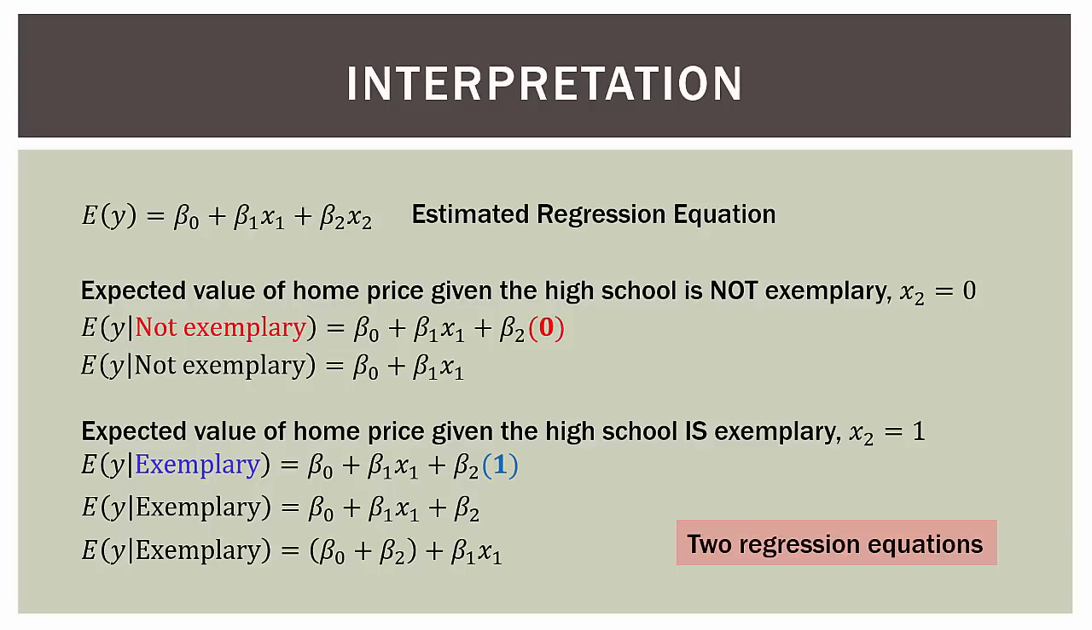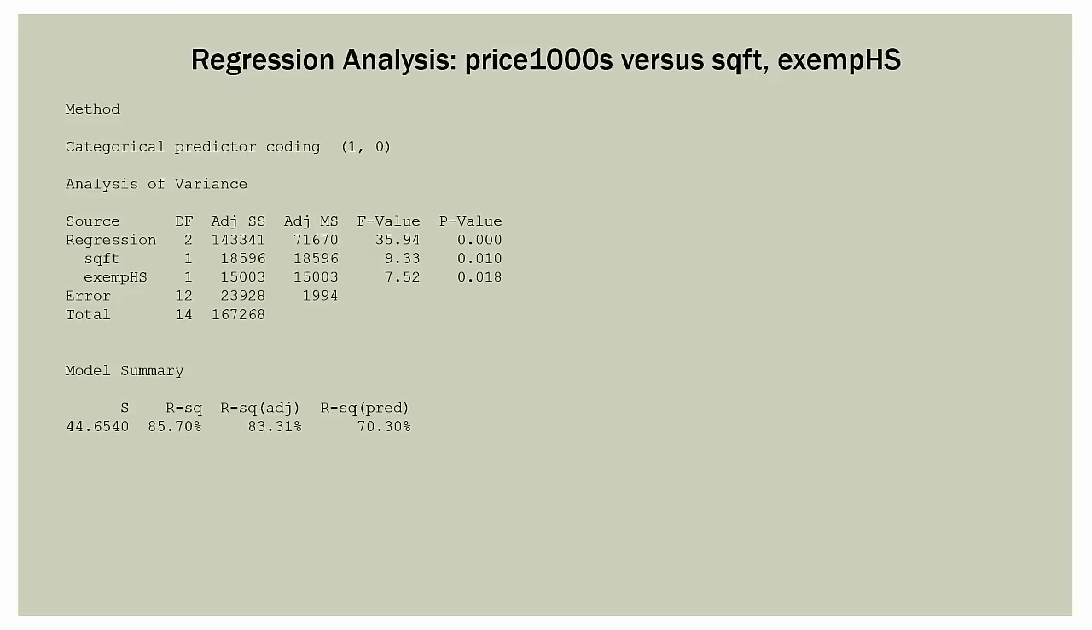So when we conduct the regression in Minitab, this is what we get. We can see our categorical predictor coding of 1 and 0. Then we have our ANOVA table as usual. So we look across the regression line there. We can see that our F value is 35.94 with a P value of 0.000. That of course means it's less than 0.001 and is significant.